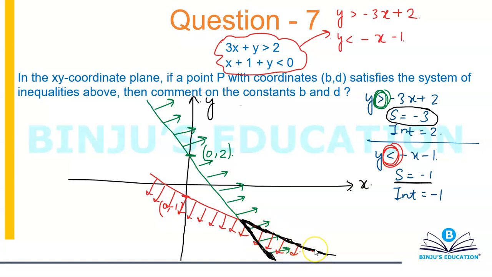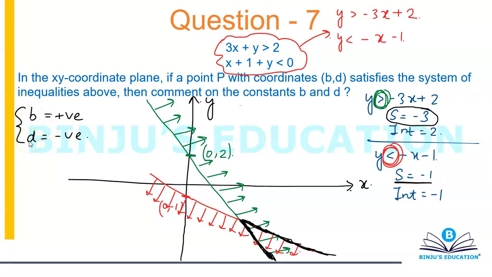So (B, D), or this point P, can be anywhere in this region, which means (B, D) has to be in the fourth quadrant. Now in the fourth quadrant, we know that the x coordinate is positive, which means B is positive, and the y coordinate is negative, so D is always negative.